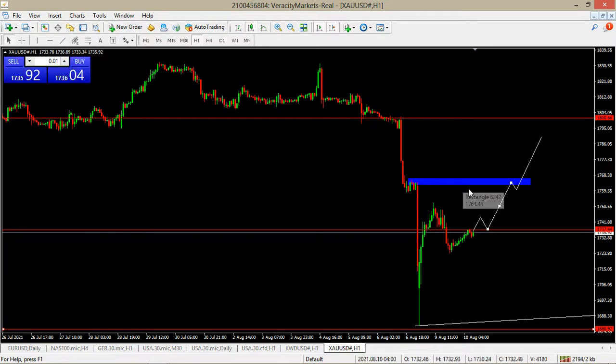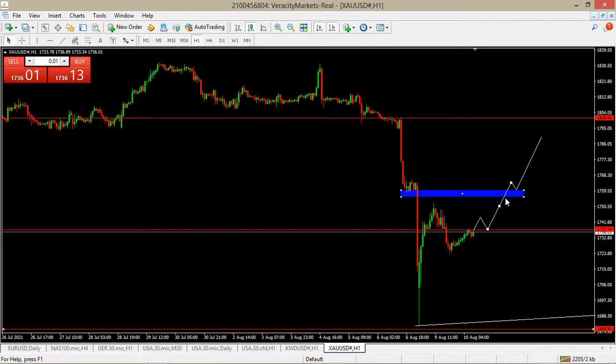You could see this is your support and resistance, remember, because if you look at it, after the break up here, it will come and retest, and then it will shoot further up until here.